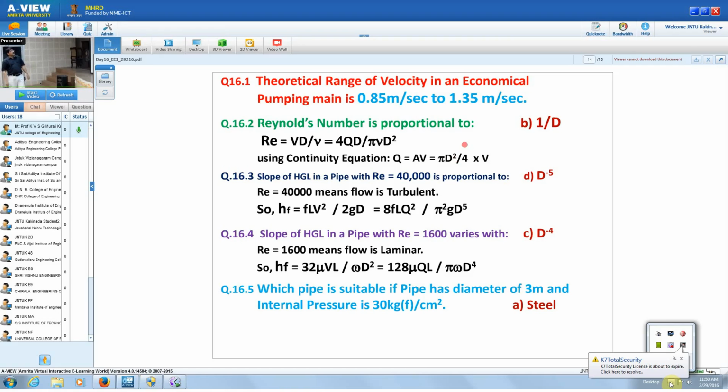Second question. Reynolds number is proportional to what? 99.99% of engineering students know that Reynolds number is equal to Vd by nu, where nu is kinematic viscosity. So immediately they will say Reynolds number is proportional to velocity, proportional to diameter, and inversely proportional to viscosity, that is, proportional to 1 by nu. But that is wrong.